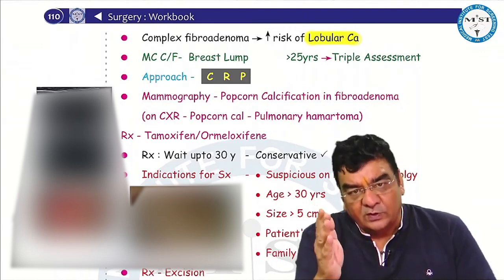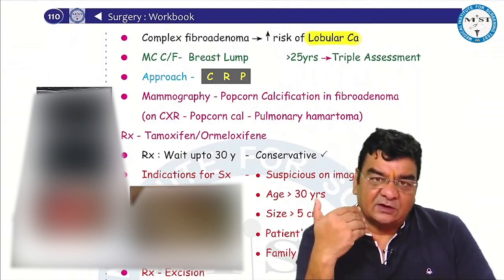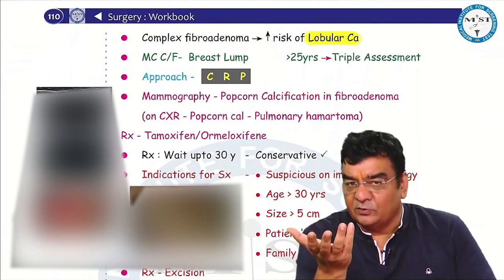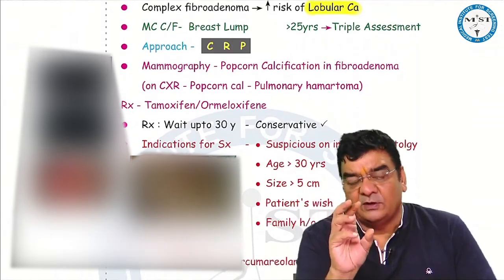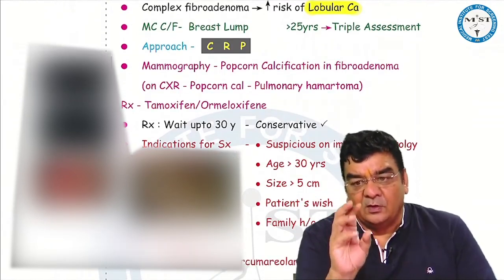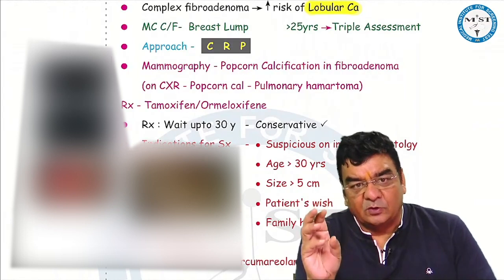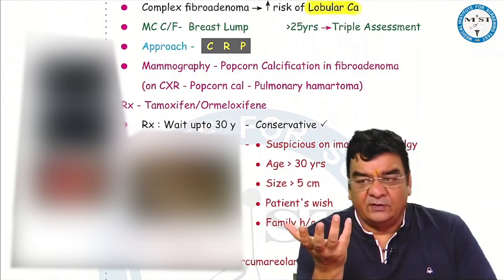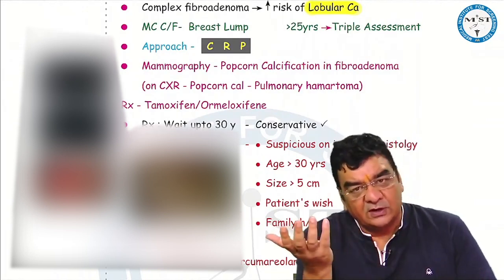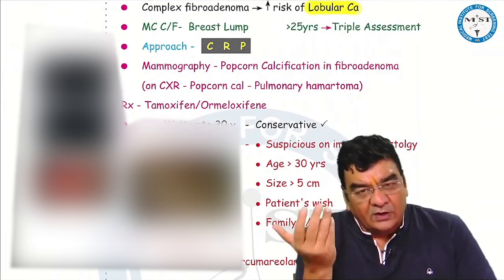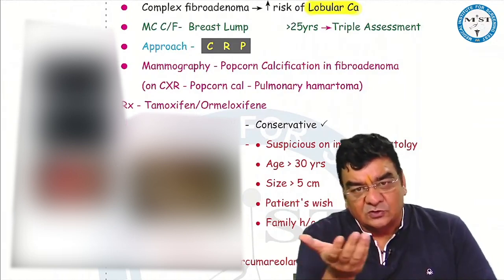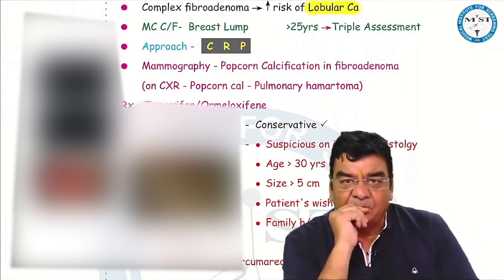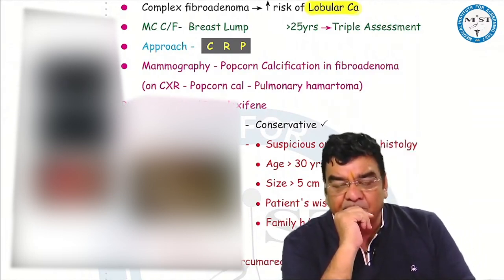If the age is more than 25 years, then we do a triple assessment CRP. If the lady is older than 30-40 years of age, we can do mammography, and mammography gives a popcorn type calcification in fibroadenoma. Popcorn calcification on chest X-ray is seen in pulmonary hamartoma. We can try giving some counseling because they can regress spontaneously by 30 years of age. We can try giving tamoxifen or raloxifene, anti-estrogens, to take care of that controlled hyperplasia. Results not very encouraging.